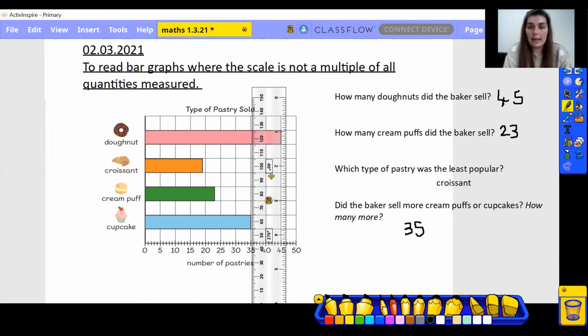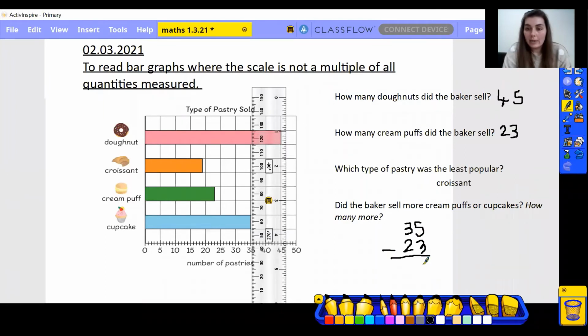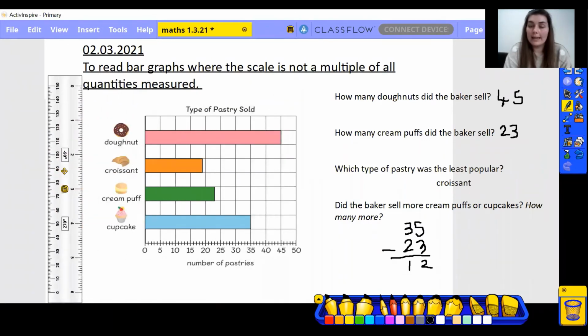Now I could measure it again, but I've already worked out how many cream puffs have been sold, and I'm going to use my information from the second question. I know that's 23, and I'm going to do the column method to answer this question. So I'm going to subtract 23 from 35 to work out how many more the baker sold. So 5 take away 3 is 2, and 3 take away 2 is 1. So the baker sold 12 more cupcakes than cream puffs. Well done if you got those right.